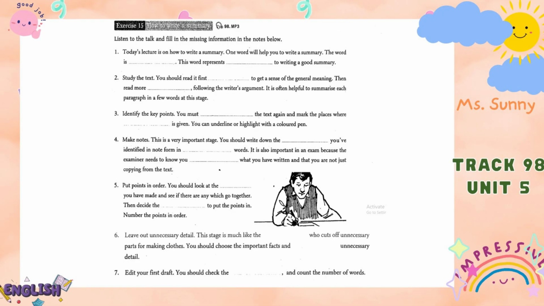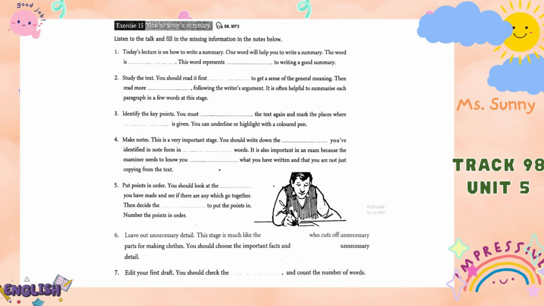M here represents the third step of writing a summary. That is, to make notes. Then the fourth one is to put points in order. The next step is to leave out unnecessary detail. The last step is to edit your first draft. Now, I will talk about these steps one by one.